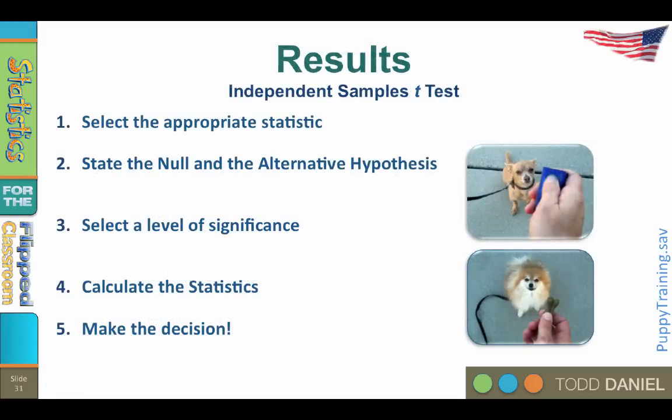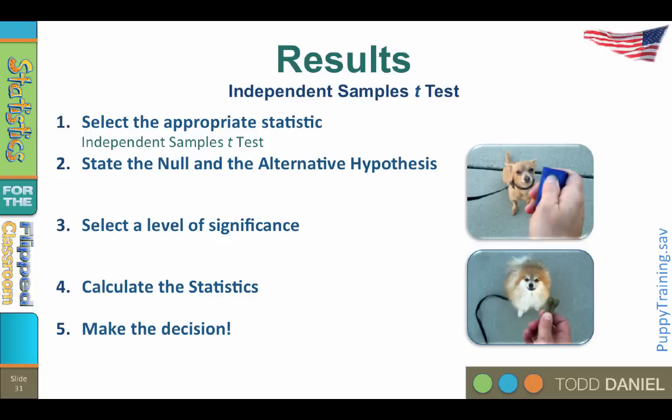Step number 1, select the appropriate statistic. We will compare 2 independent samples. One sample is the puppies who were trained using clicker training. The second sample was the puppies who were trained using food reward. To compare these 2 independent samples, we will use the independent samples t-test.